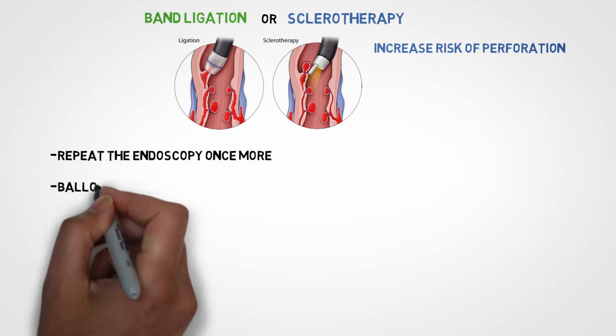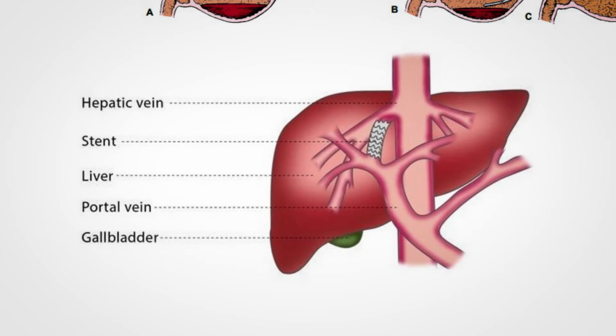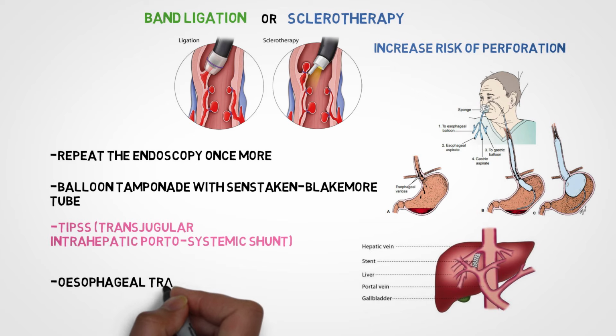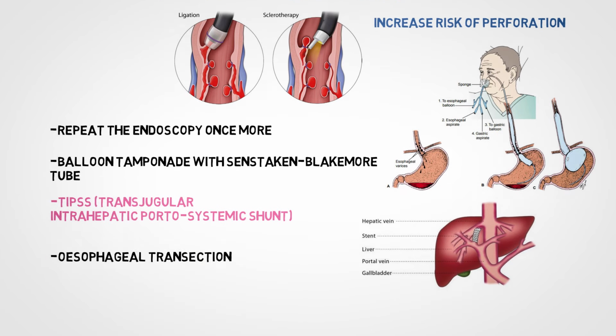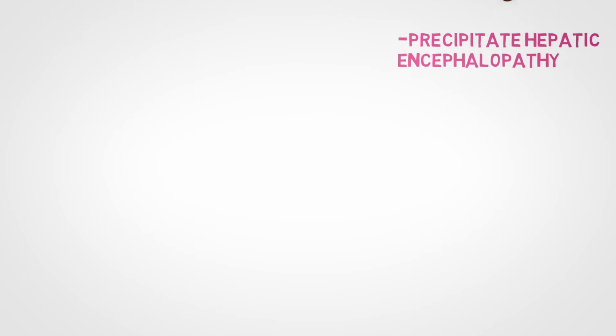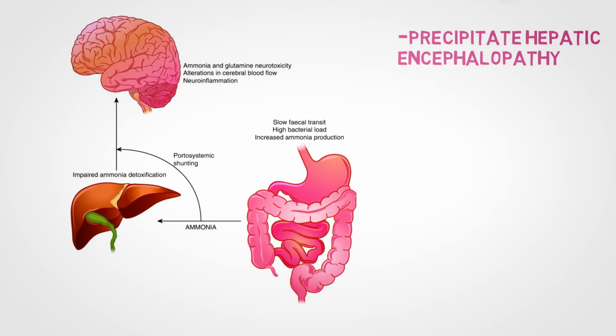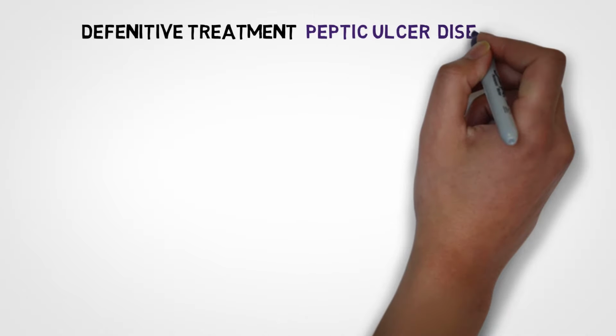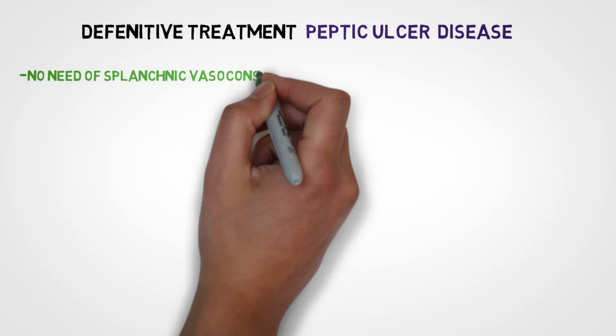Failing which, interim measures like balloon tamponade with a Sengstaken-Blakemore tube can buy time for more invasive options like TIPS, transjugular intrahepatic portosystemic shunt, or esophageal transection, where a part of the lower esophagus is removed. But the problem with shunt procedures is that they could precipitate hepatic encephalopathy because they bypass the detoxification carried out in the liver. If your initial diagnosis was peptic ulcer disease, there's no need for splanchnic vasoconstrictors.